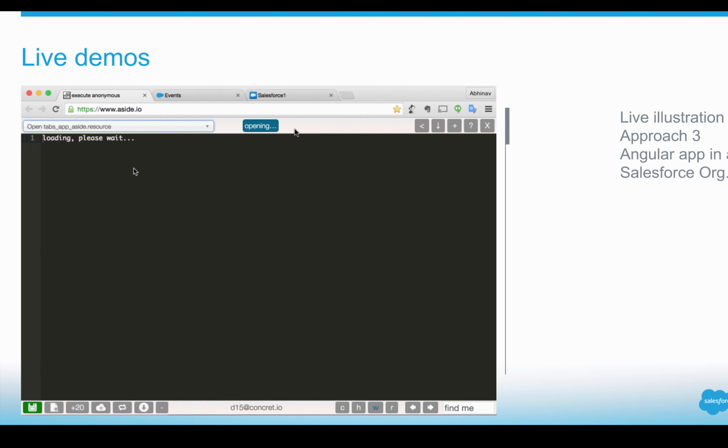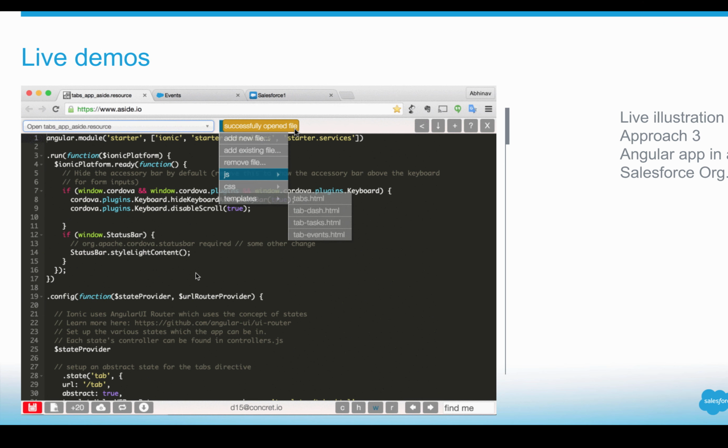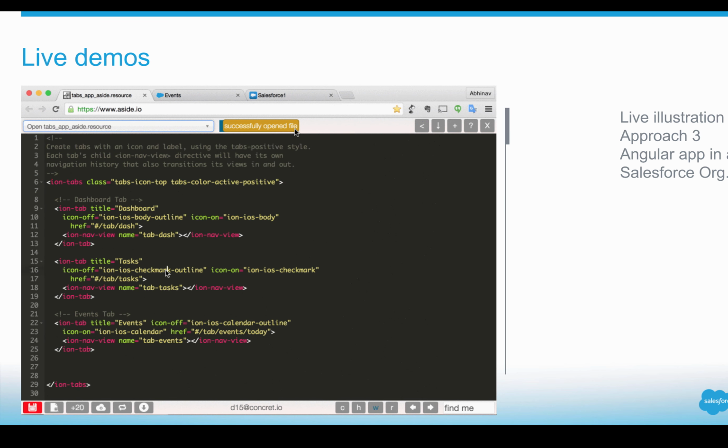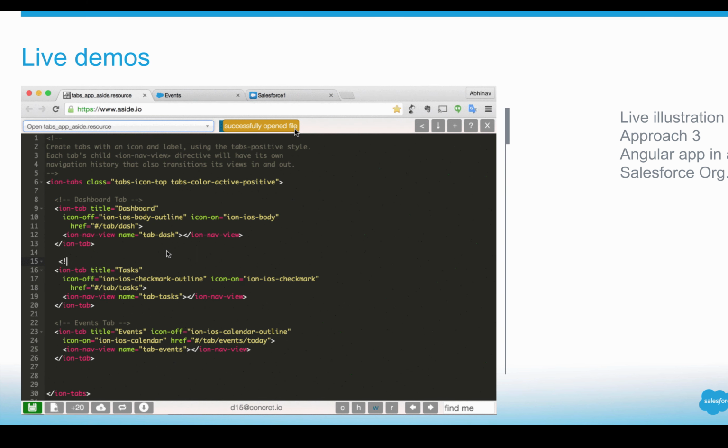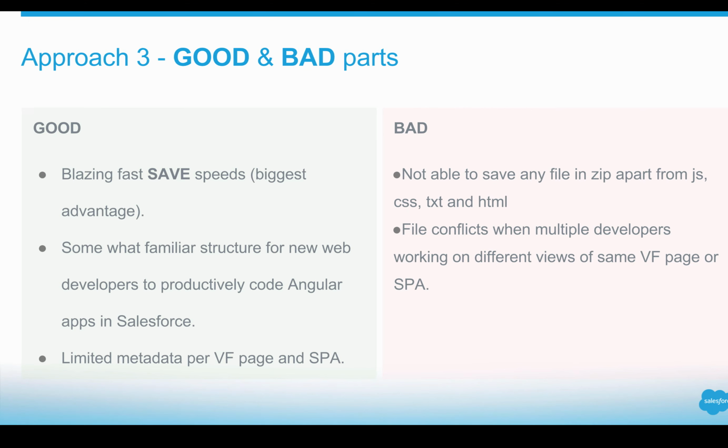So Aside is good if you are a browser lover and your app structure is simple. By simple, I mean it doesn't have fonts, images and those sorts of things. It's just CSS files, JS files and HTML files. Then it's good. But otherwise, if your static resource or the Angular app is really heavy, then I think it's better to stay on MavensMate. This is again a one-year-old comparison. I still love Aside for its save speeds, but I think MavensMate is doing a good job now.